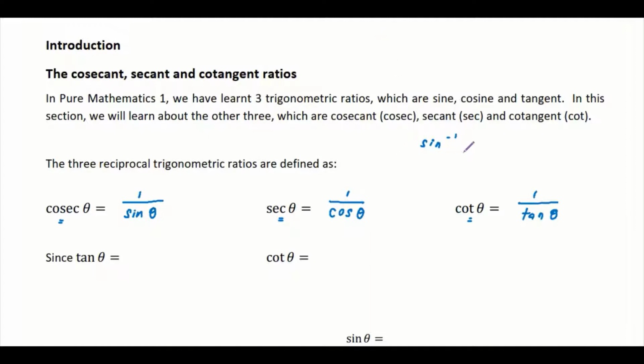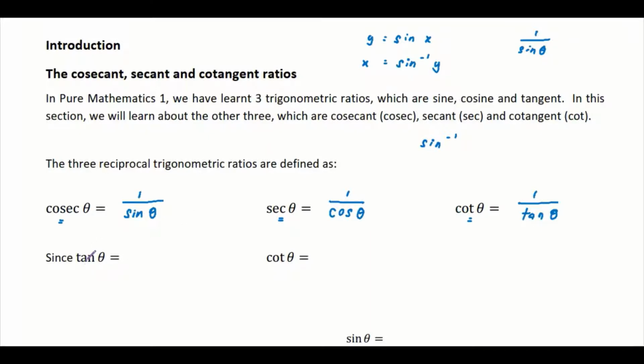When we say inverse, it means that if y equals sine x, then x will be equal to inverse sine y, correct? But when we say reciprocal, it's a totally new function, which is 1 over sine, which is not related at all to what we have learned previously for the inverse one. So make sure that you don't confuse yourself, okay?